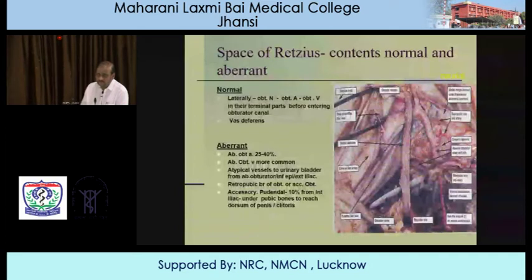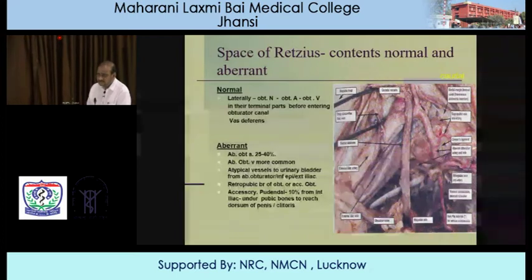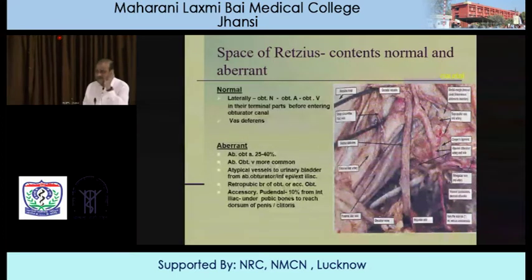The abnormal obturator, the artery and the vein. And what does it do? It is basically anastomosing with the normal obturator. Now, how do you recognize this? The question will be, how do you recognize this? It's very important. Very, very simple. Recognizing this vessel is very simple. And how do you do it?